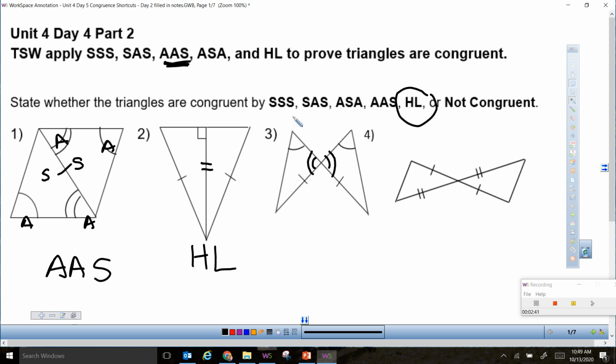I'm going to make myself a note. Vertical angles are congruent. So vertical angles are always congruent.